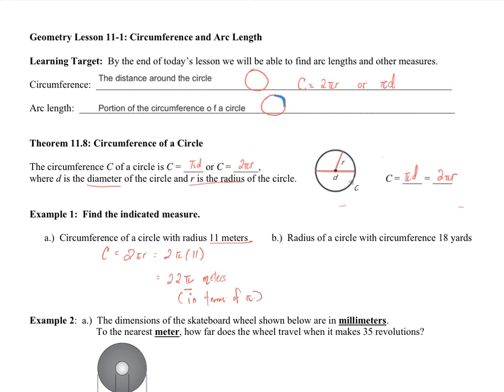Part B, radius of a circle with a circumference of 18 yards. So we want to find the radius, then 18 equals 2 pi r. And radius will just be 9 over pi. Okay, technically we don't want to leave our answers with pi in the denominator, but for now, I'll let you guys do this, unless you get to use the calculator for the test.